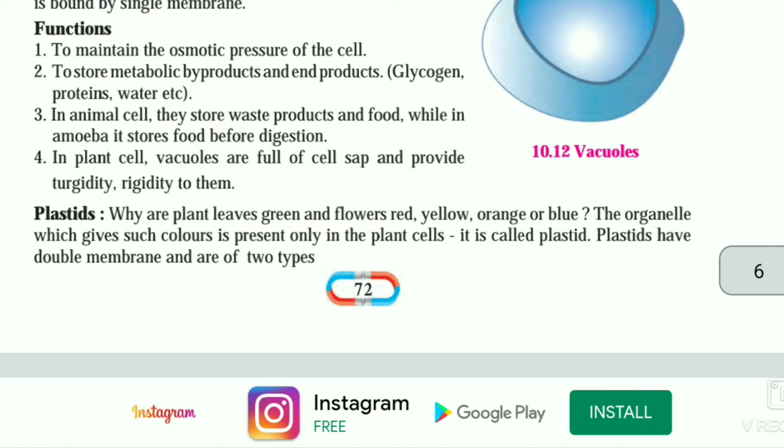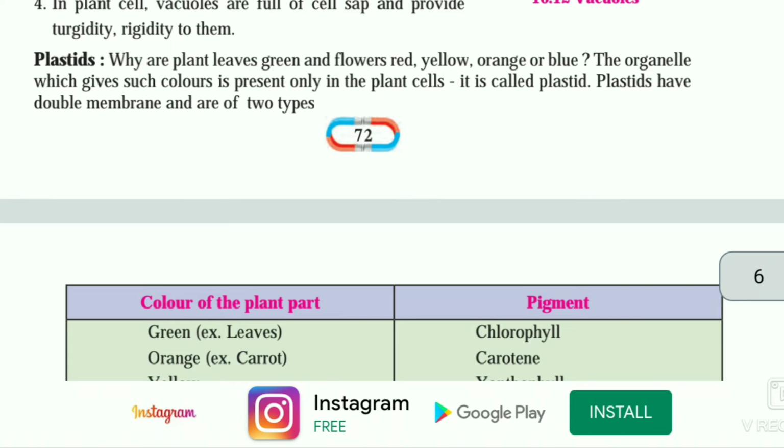Plastids. Why are plant leaves green, the flowers red, yellow, orange and blue? The colour which is given in plants is present only in the plant cell. In the cell, plastids have a double membrane and are of two types.